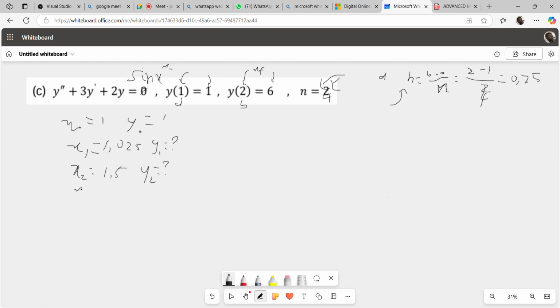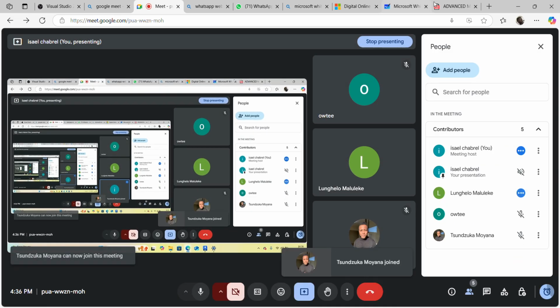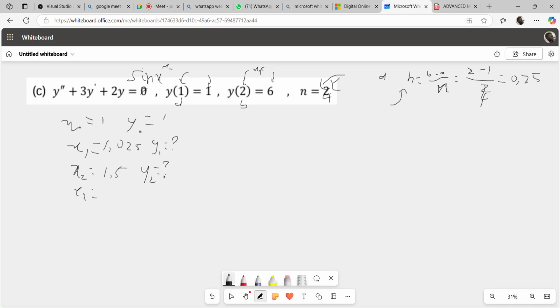You go for x3. This would give 1.75. So 1.75 gives y3, which we don't know. Now we have x4, which is 2. But remember, 2 is our final value, so definitely x4 is x final. So we know it, and y4 in this case is equal to 6.